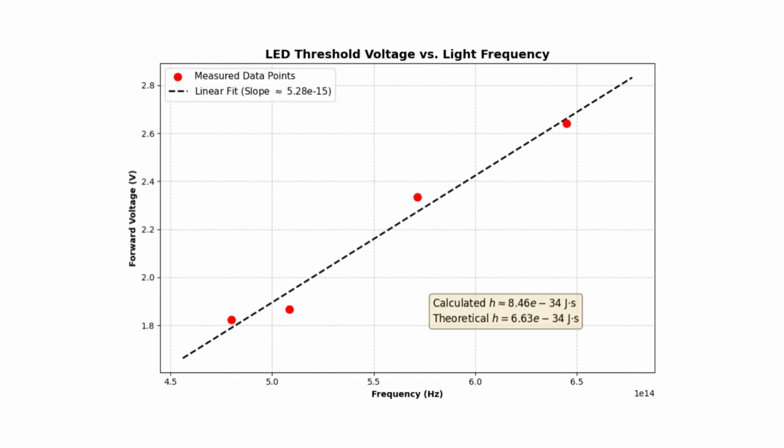Using the threshold voltages and light frequencies of different colored LEDs, we calculated the Planck constant to be approximately 8.46 multiplied by 10 to the minus 34 joule second. Given that the theoretical value is 6.63 multiplied by 10 to the minus 34 joule second, we encountered a more noticeable margin of error here compared to the other experiments. The primary causes for this error are the non-ideal structure of the LEDs, internal voltage losses, approximation of wavelength values, and general measurement uncertainties. Despite this, the linear relationship we observed between voltage and frequency experimentally verifies the fundamental principles of quantum mechanics.